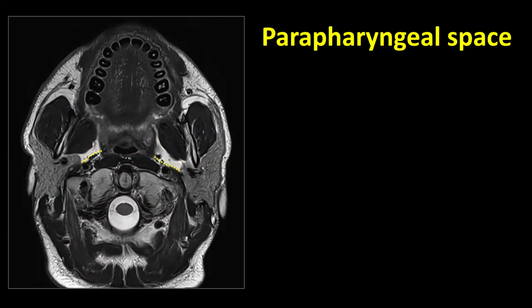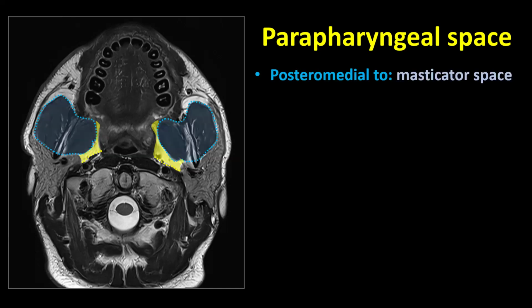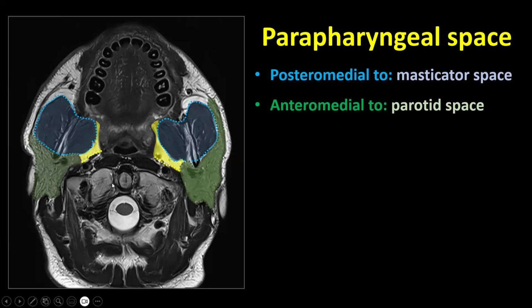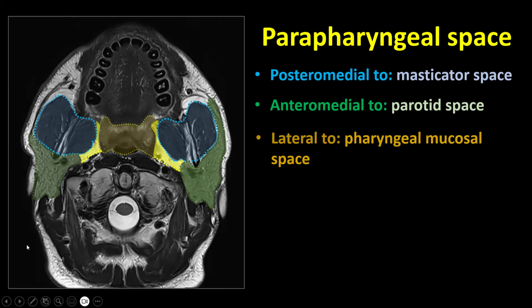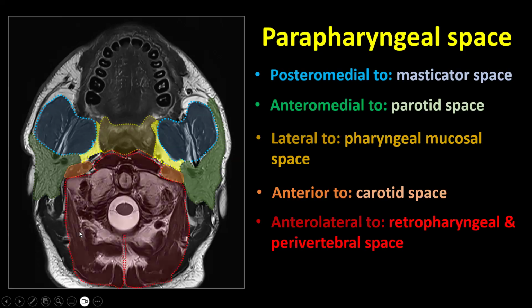Let's look at, well, I was going to say an example, but let's look at what happens if you have a tumor in the vicinity of the parapharyngeal space. This is the parapharyngeal space in yellow. Now imagine you have a tumor. The parapharyngeal space is located posteromedially to the masticator space, anteromedially to the parotid space. It is located laterally of the pharyngeal mucosal space, anteriorly of the carotid space, and anterolaterally of the retropharyngeal and the perivertebral space.